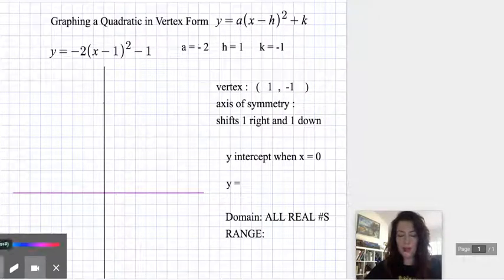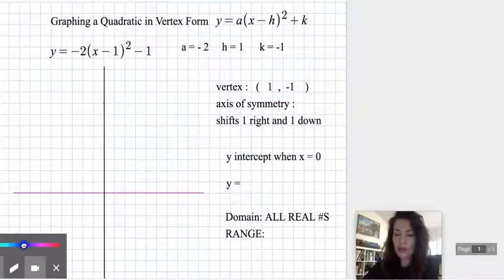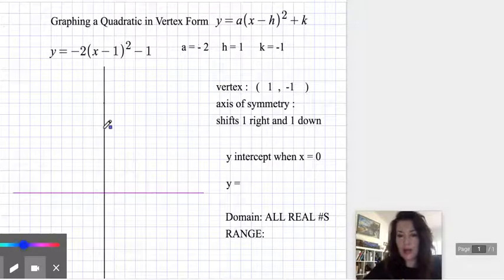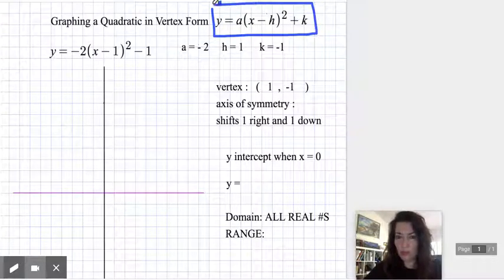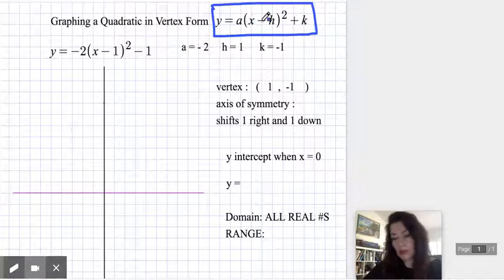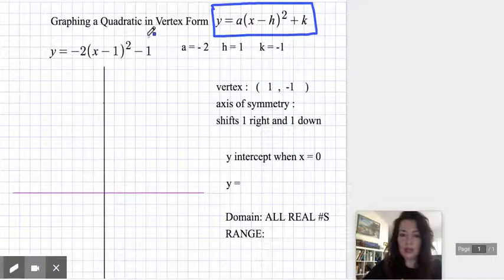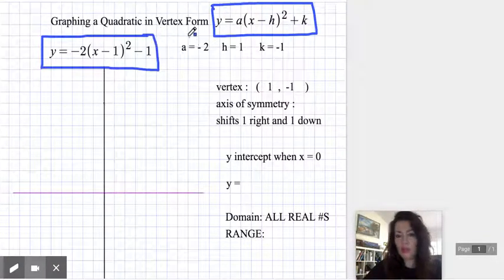Hi, I'm going to show you another example to graph a quadratic when it's in vertex form, this time when your a value is negative. So let's go ahead and look at the general form again of a quadratic equation when it is in vertex form. We have our a value in parentheses x minus h squared plus k. So the first thing you want to do in this example here on the left is identify your a value. So our a value is -2.